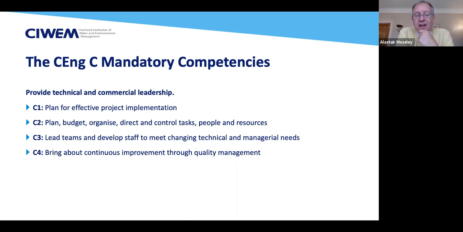This is quite well aligned with CIWEM's C4 on quality, but there's a big focus here on continuous improvement. So it isn't just about understanding and working to a quality assurance system. It's about demonstrating how you understand how that brings about continuous improvement.